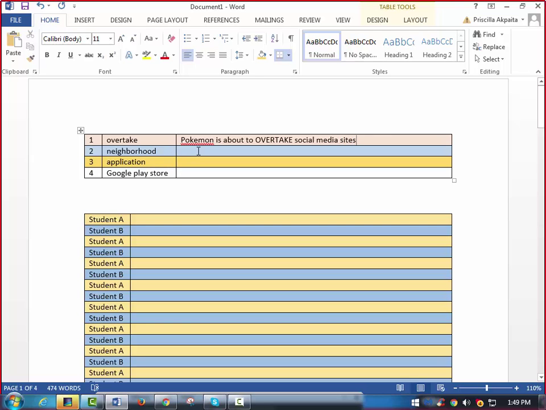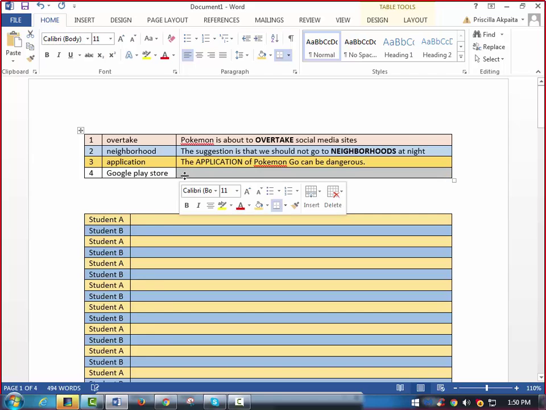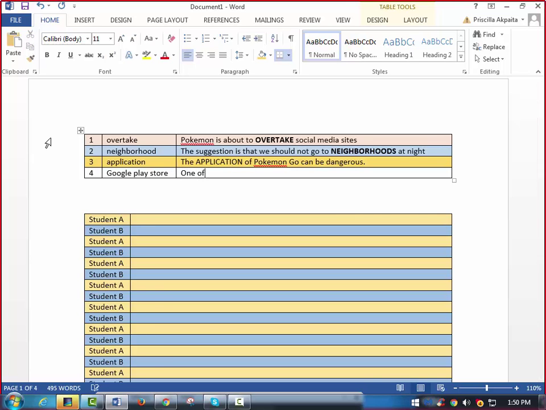Okay. Another sentence using neighborhood. When the application told you to. So I make a sentence in relation with the story? Yes. Okay, and the application. Give me a sentence using the application. The application of Pokemon Go can be dangerous. Okay, and the Google Play Store? One of the most popular applications in Google Play Store is Pokemon Go.